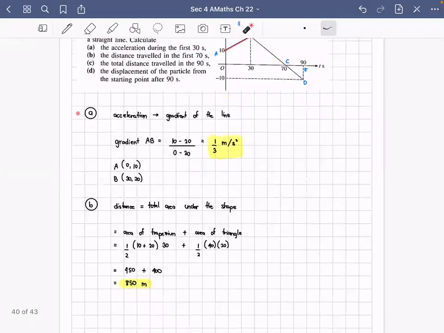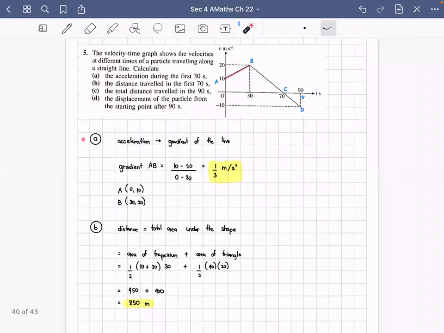So that's the distance traveled in the first 70 seconds. 850 meters. That's letter B.